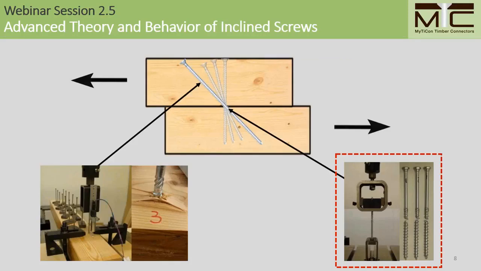The upper limit for connection strength for inclined self-tapping screws, on the other hand, is not limited by bending resistance, but by the tensile strength of the screws. So as designers, we can ask, at what penetration depth does the failure mode for axially loaded screws change from withdrawal to tensile failure?